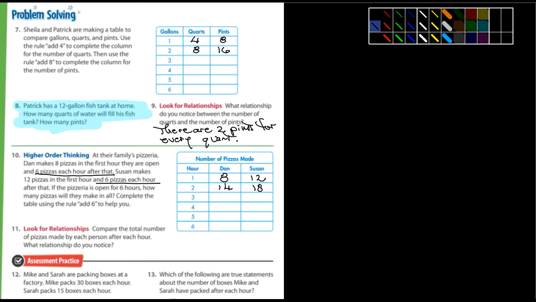Then it says compare the total number of pizzas made by each person after each hour. What's the relationship that you notice? Well, you'll notice that Susan has always made 4 more pizzas than Dan.